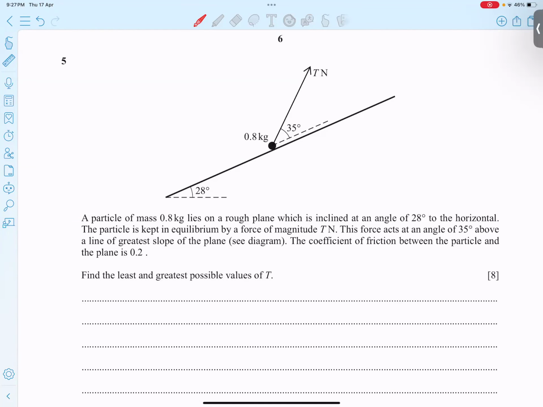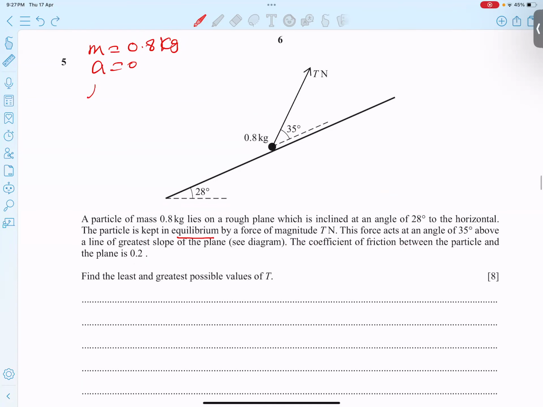Question number 5, we have a particle of mass 0.8 kilogram. So mass is 0.8 kilogram. And a rough plane which is inclined at 28 degrees, mentioned already. Equilibrium means acceleration is zero. And the tension, this force at 35 degrees, is very clear in the diagram. The coefficient of friction is given as 0.2, so mu is 0.2. And find the least and largest tension to keep the particle in equilibrium.